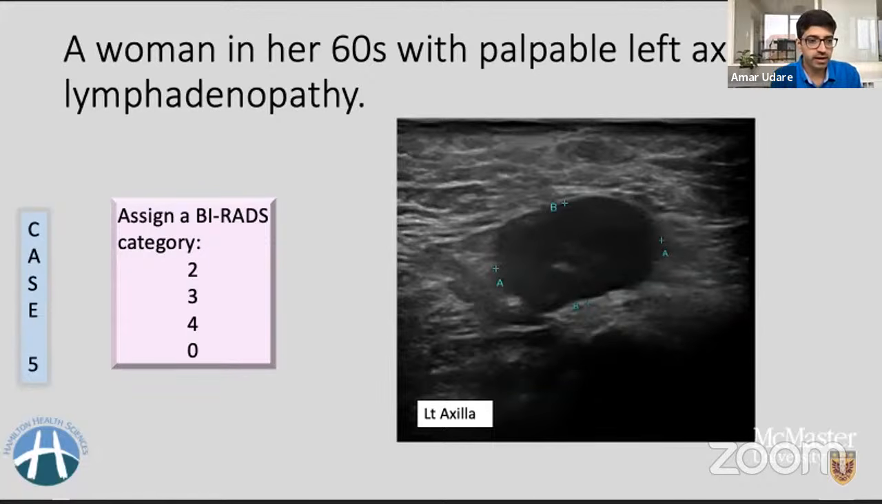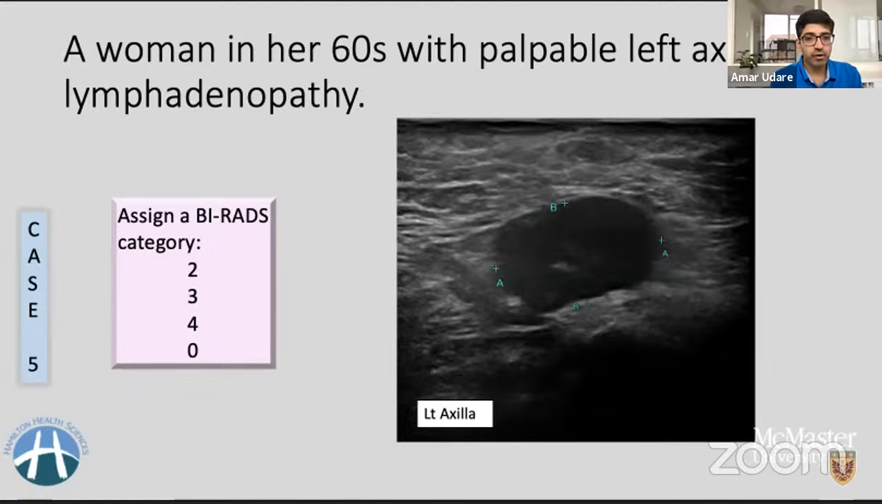So go ahead and type in your answers in the comment section, what category you feel that you should assign this lesion as. Again, remember, this is the left axillary ultrasound. So it is in the axilla, not in the breast. So I see some answers here. Anupam and Marwa, as well as Amal, are going for 4, and Selda is going for 0.